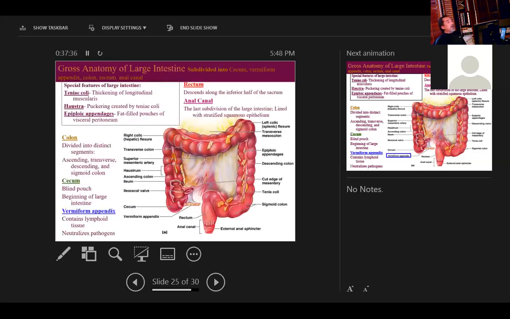Okay, and now we're looking at the large intestine. And what do we see in the large intestine? So the large intestine has structures that are unique to that area. So the first one is called the taenia coli. It's actually a thickening of the longitudinal muscularis. Thickening of the longitudinal muscularis. Okay, and that structure is what we call the taenia coli.